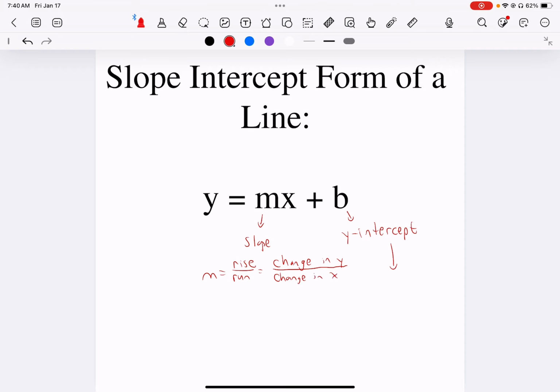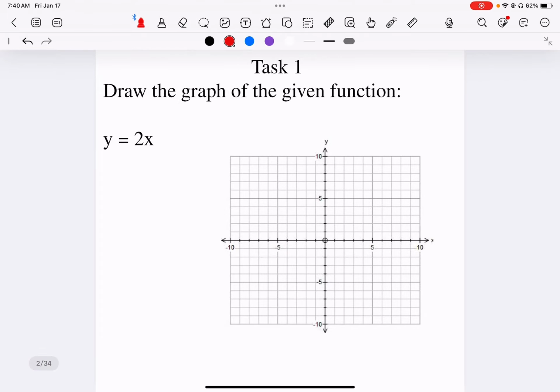The y-intercept is where the graph crosses the y-axis, or where it intercepts with the y-axis. So we could use both of these pieces of information to draw the graph of a line. Draw the graph of the function.